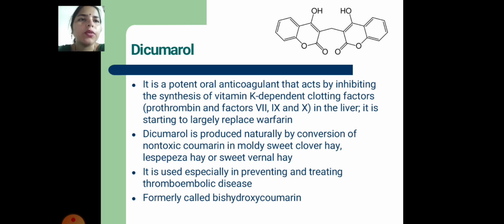Dicumarol is a potent oral anticoagulant that acts by inhibiting the synthesis of vitamin K dependent clotting factors, prothrombin and factors 7, 9 and 10, in the liver. It is starting to largely replace warfarin. Dicumarol is produced naturally by conversion of the non-toxic coumarin in mildly sweet clover and alfalfa hay or sweet vernal hay. It is used especially in preventing and treating thromboembolic disease, formerly called bishydroxycoumarin.